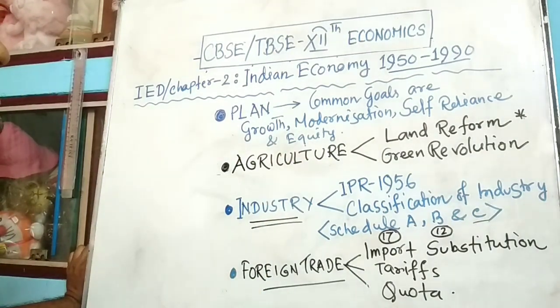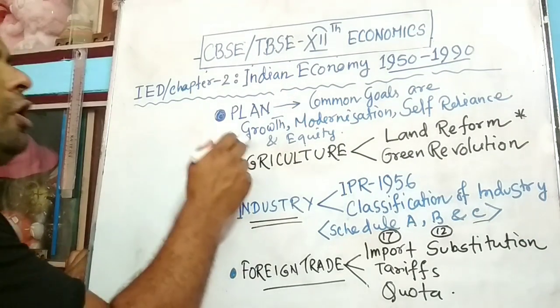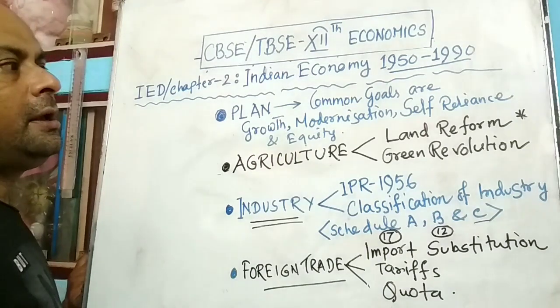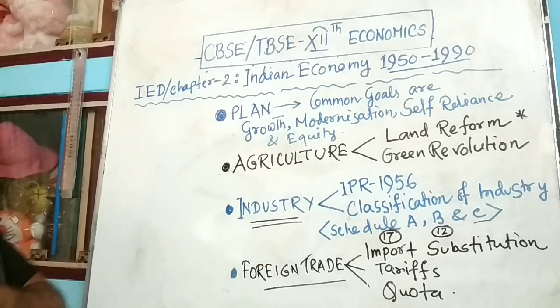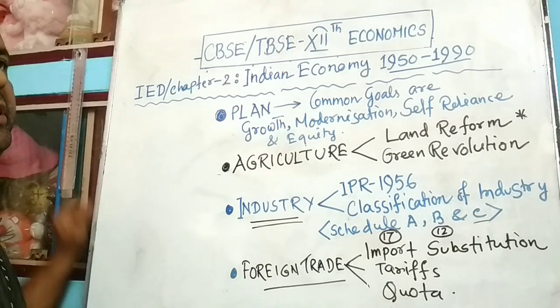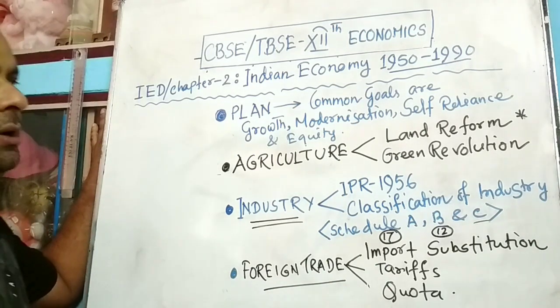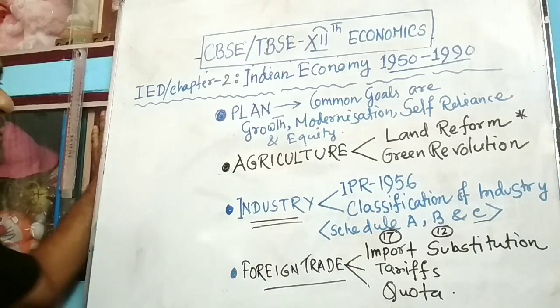So these are the plans. Government used to take plans so that there should be overall development in the country by using the resources of the country. So that what happens, there will be no backward areas, there will be no stagnant situation in the economy. So this is plan.